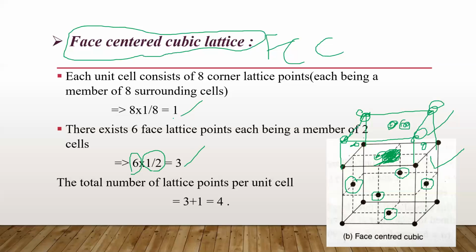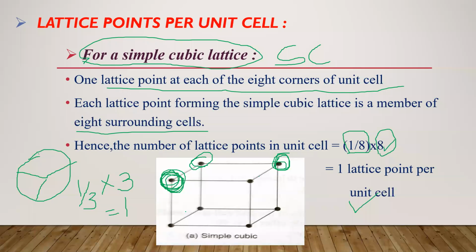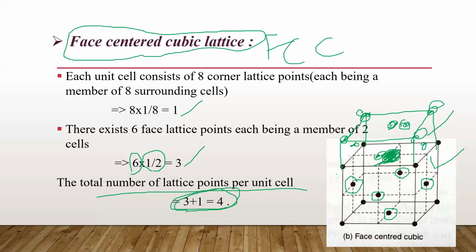Here, corner atoms, because of corner lattice points, what did you get? 1 lattice point per unit cell. Because of 6 face lattice points, each being a member of 2 cells, we got 3 lattice points. So how many total lattice points per unit cell are there now? You tell me. So total is 3 plus 1, that gives rise to 4 lattice points per unit cell here. Okay. I'll go to the previous slide. Here 1 atom per unit cell, or I can take it as 1 lattice point per unit cell for a simple cubic. This is for face-centered cubic.